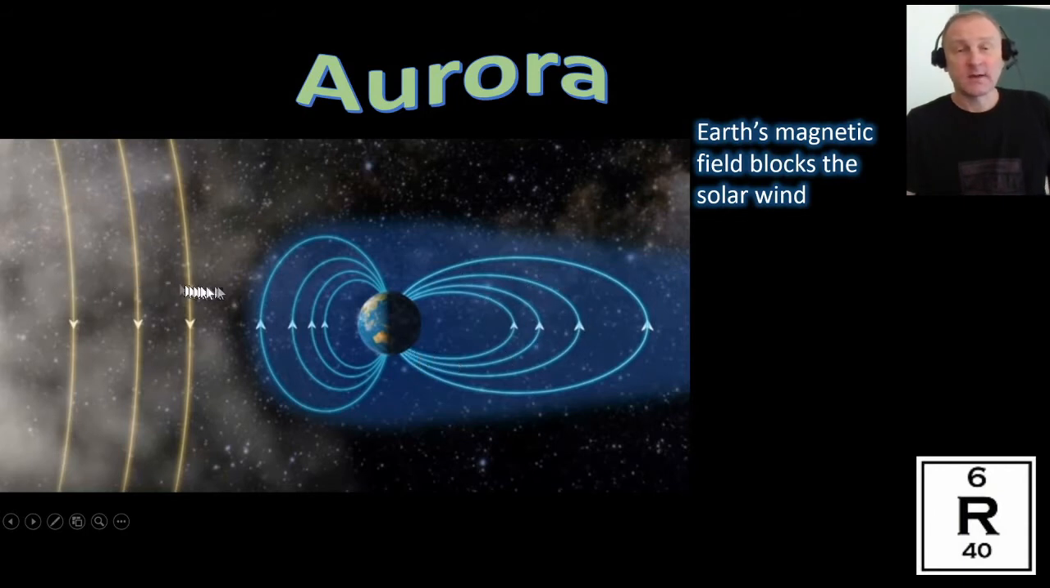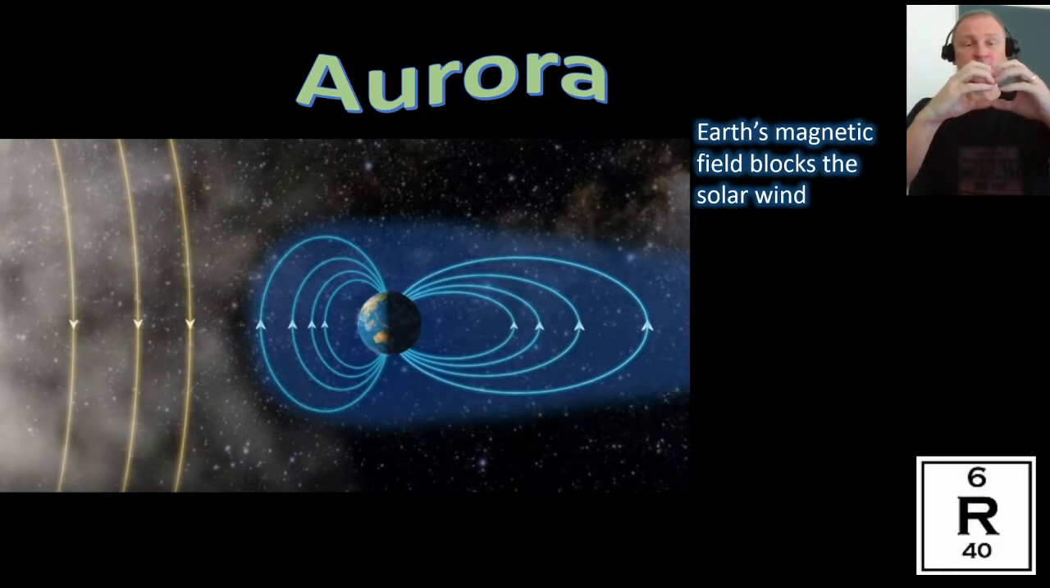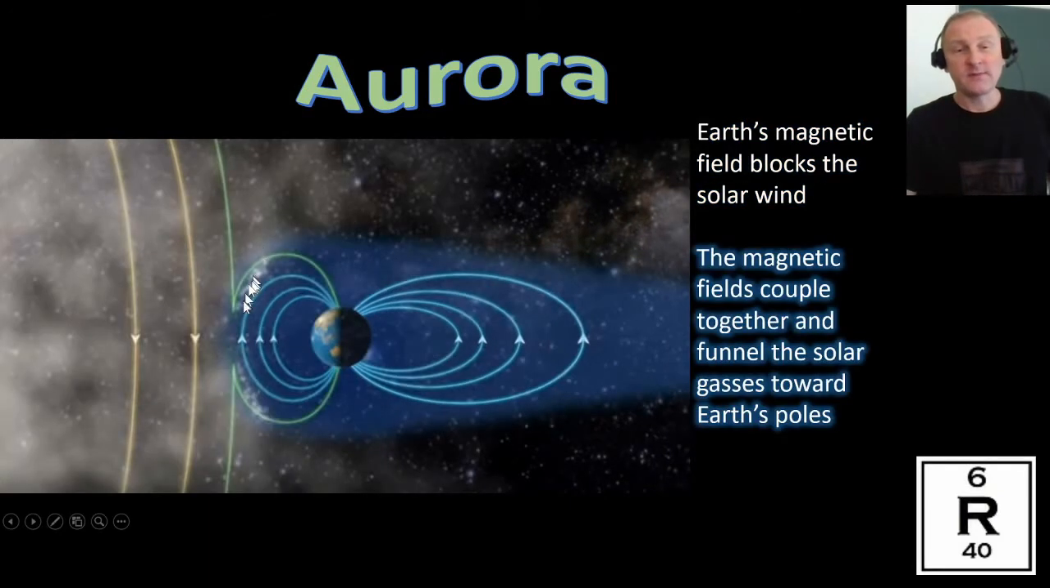As the solar wind comes towards Earth, it actually bends the magnetic field. Instead of being that even kind of magnetic field, when there's solar wind, it will stretch the field out. And when the magnetic fields couple together, they funnel the solar gases towards the Earth's poles. So this green line represents the fusing of the sun's electromagnetic pulse that's coming towards Earth and Earth's magnetic fields.